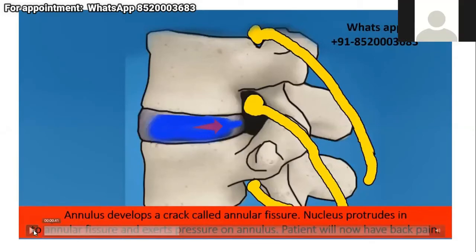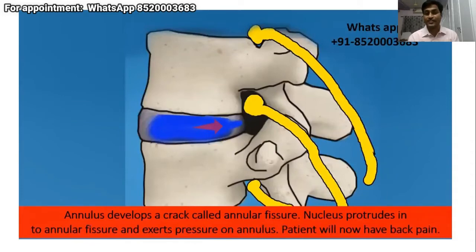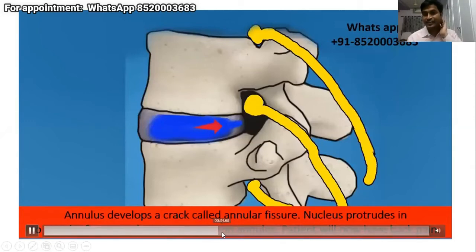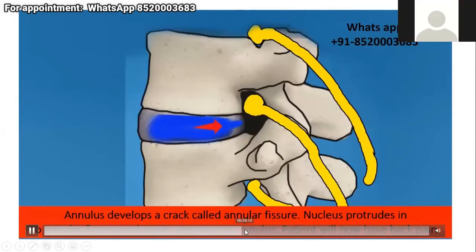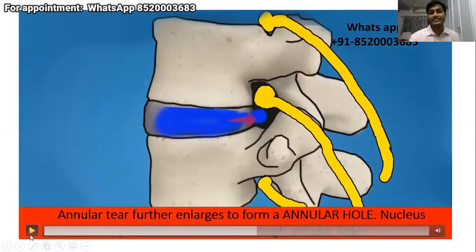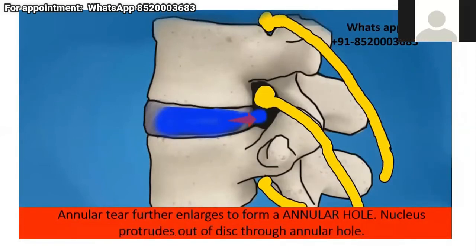So the first stage is the stage of degeneration. The second stage is the stage of annular fissure, which is an annular tear. Annular tear and fissure are the same. Next stage, the annular tear opens up and the nucleus herniates back. So the next stage will be the stage of nuclear prolapse, but yet it has not touched the nerve root. So what will be the symptoms now?